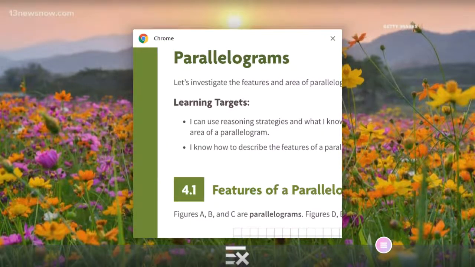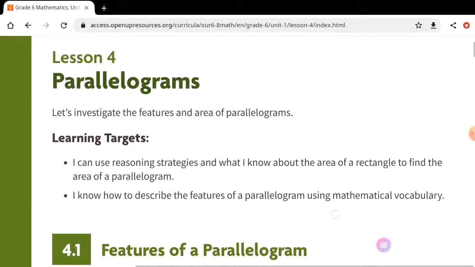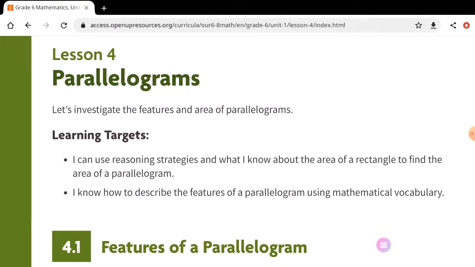Okay, lesson 4 is on parallelograms. You could do most of this lesson yesterday. I'm not going to teach you very much new stuff today. Who can tell me, Carter, do you have a question?